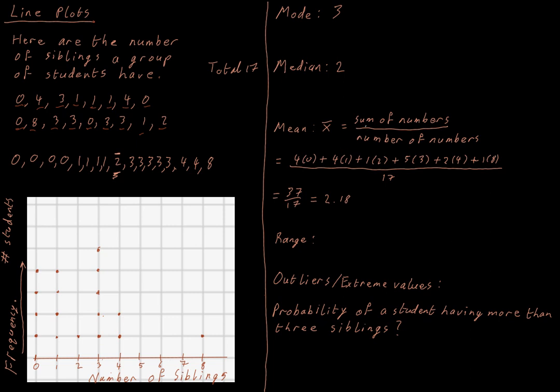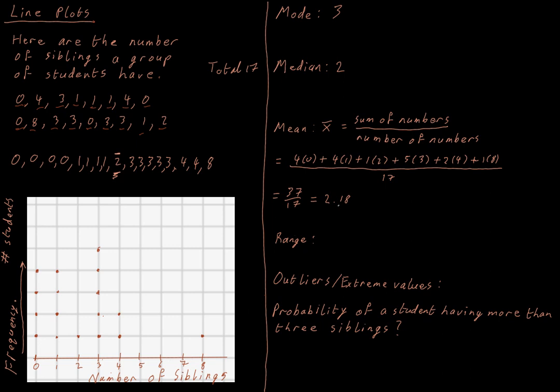So I sum up my numbers, which means add up my numbers, divide by the number of numbers. So I have 17 numbers in total, and I have 4 zeros plus 4 ones plus 1 2 plus 5 3s plus 2 4s plus 1 8. When I add all of them up, I get 37 divided by 17. When I put that in my calculator, I get 2.18 something.